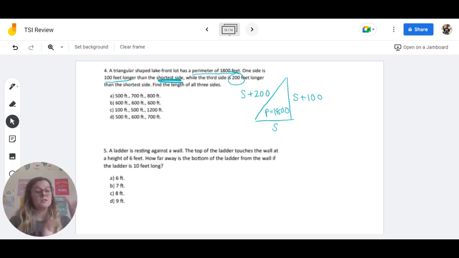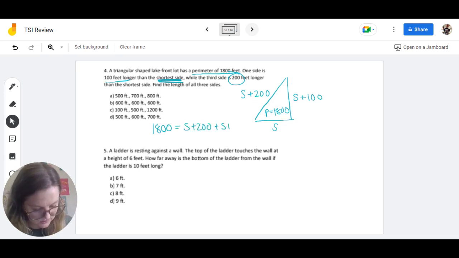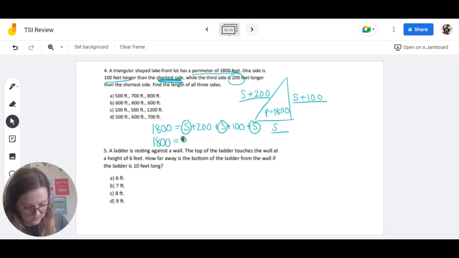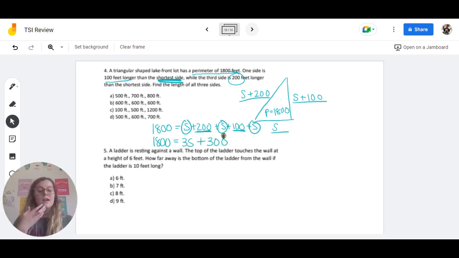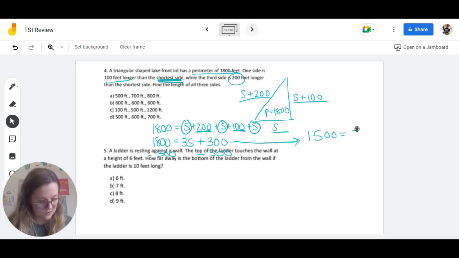Well, I know perimeter is adding up all the sides, so I'm just going to combine my like terms here. So writing it all together, 1,800 is equal to S plus 200 plus S plus 100 plus S. So I just took all of these guys and wrote them together. Combining my like terms, I have 1, 2, 3 S's. So I'm going to combine those together. Plus 200 plus 100 is 300, and now I'm just solving to get S by itself. So I'm going to move over here. I'm going to subtract 300 on both sides. So that would give me 1,500 is equal to 3S.